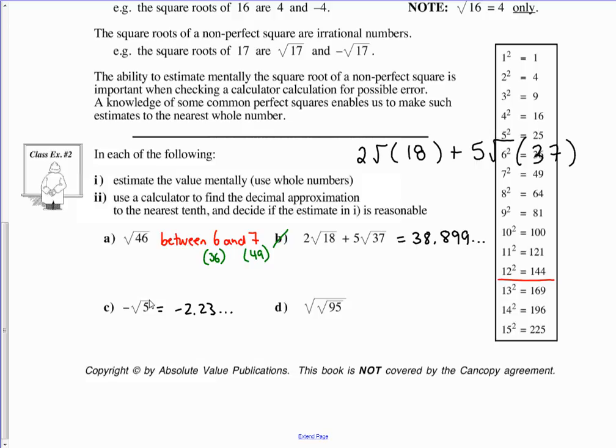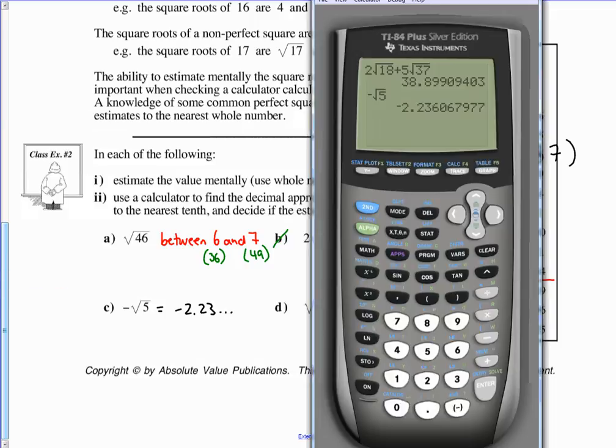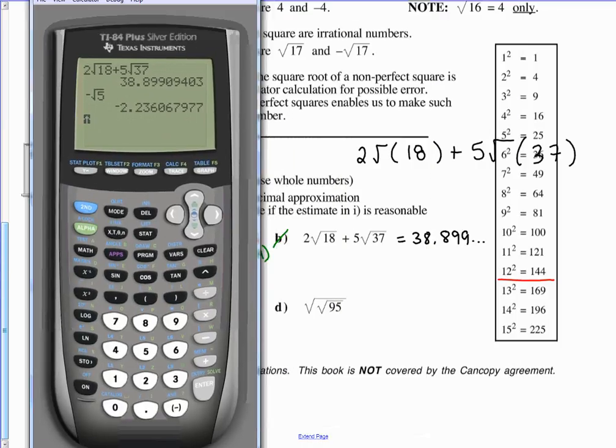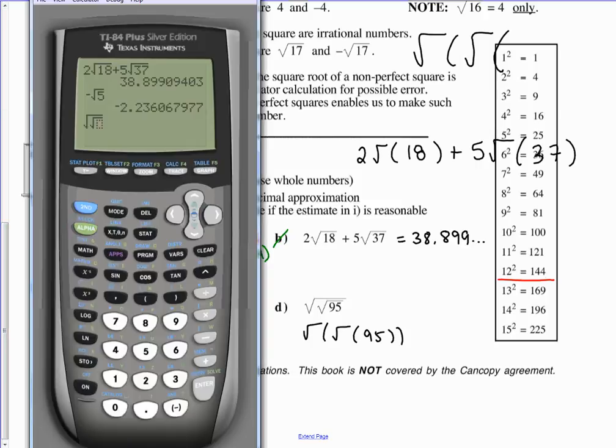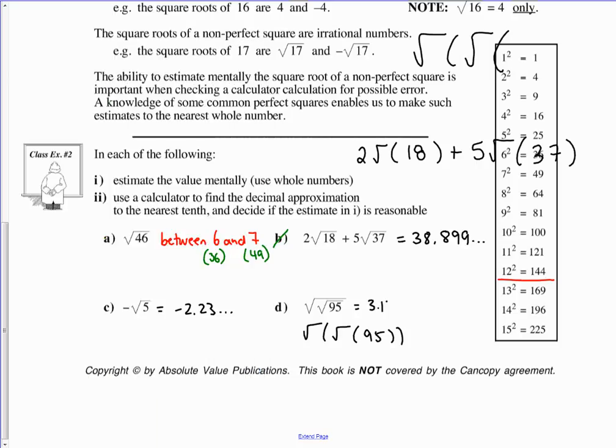Okay, here's a fun one. Square root of square root 95. So you're going to push square root twice. Square root, square root. And if you have the other version, you'll have square root bracket, I'll type it down here. Square root bracket 95, and then you have to close 2 brackets for the 2 square roots. And with this one, just like that. So you're square rooting the square root. You should get 3.12... So good so far? I want you to try a couple other ones.